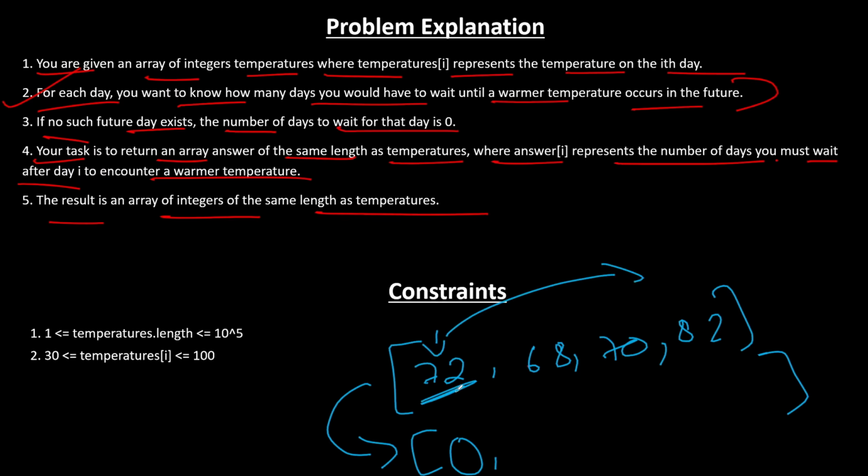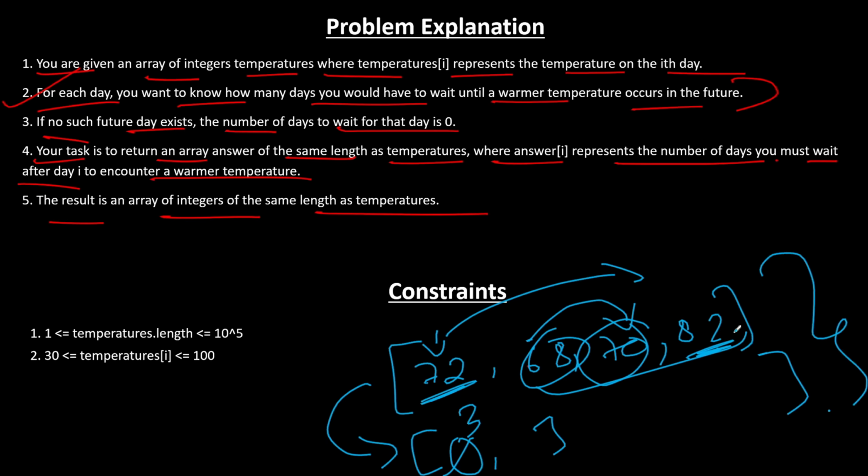If we look at 72 here, we get a warmer temperature at the last, so after 3 days. So here it will be 3. Got it? For 68 it will be 1, because after one day only we got a higher temperature. And if there is no higher temperature after 82, it will be 0. This is what they need as the output.